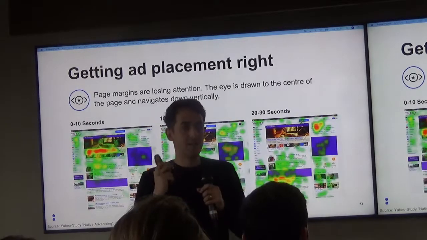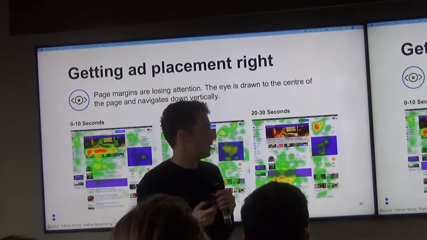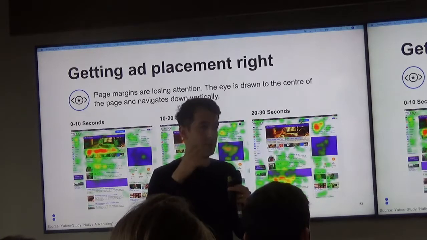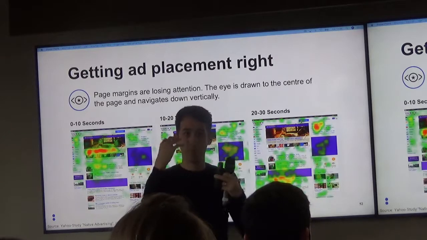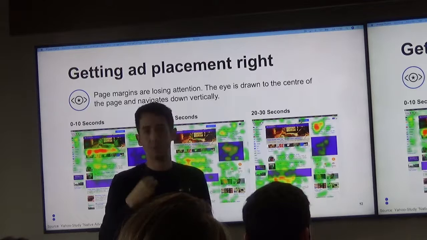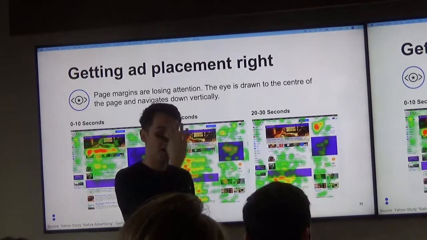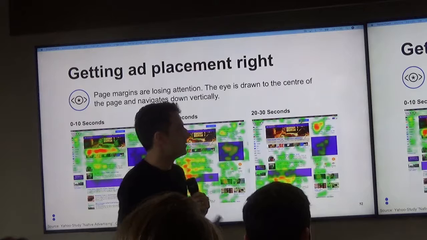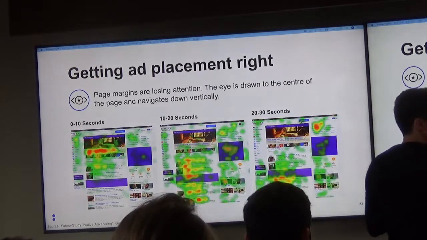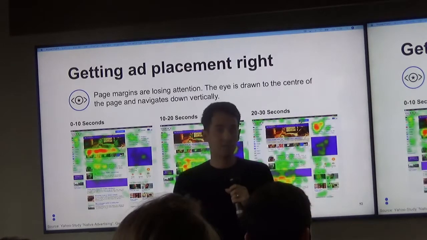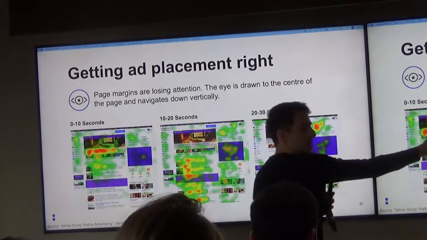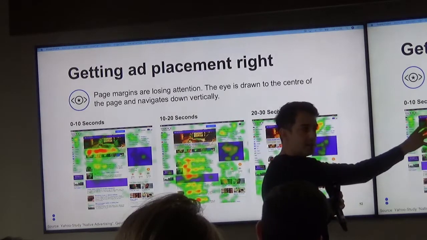The first thing you really need to consider is the placement. So what you're looking at here is, again, an eye tracking study. We had several users wear a headset, and we asked them to navigate around the Yahoo front page, and to try and basically understand where the eye moves across the page. And so what you see here is the first 10 seconds, 10 to 20 seconds, and 20 to 30 seconds. I think the most interesting thing here is that when you first arrive at the page, the eyes go to the headline. So this is the news. That's where you go first.